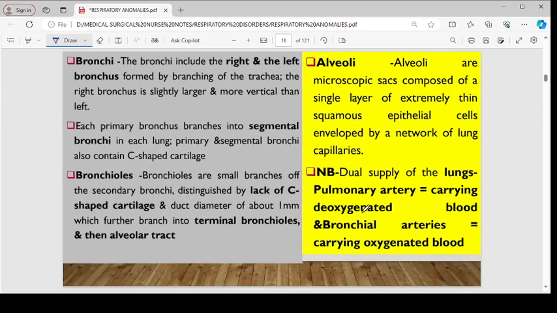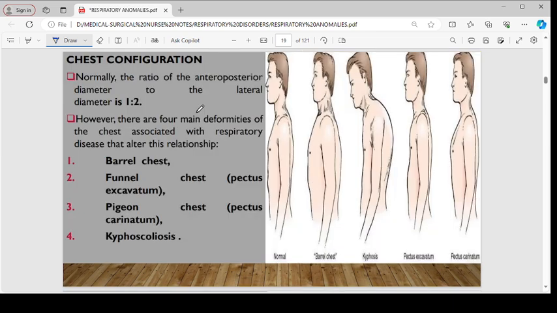So we have already talked about the bronchi, the left and right, the bronchioles, and the alveoli. It's important to know that we have a dual supply of the lungs, where we have the pulmonary artery that carries deoxygenated blood, and the bronchial arteries that carry oxygenated blood. This is what nourishes the lungs, and this is what takes blood from the heart to the lungs for oxygenation.